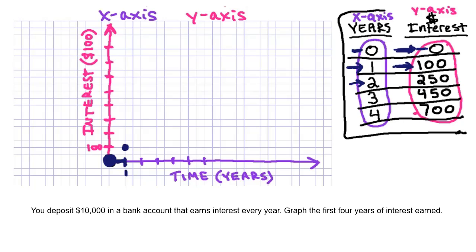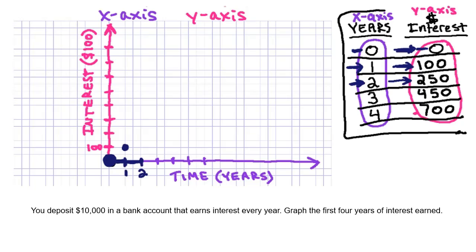Now let's look at our third set of values. Now we're on year 2, and in year 2 we earned $250 worth of interest. So let's deal with the x values first. The x-axis is 2 years. So we're going to count over from the 0 2 increments. That's 2 years. But we're not going to make our dot there. First we're going to move up on the y-axis up to $250.